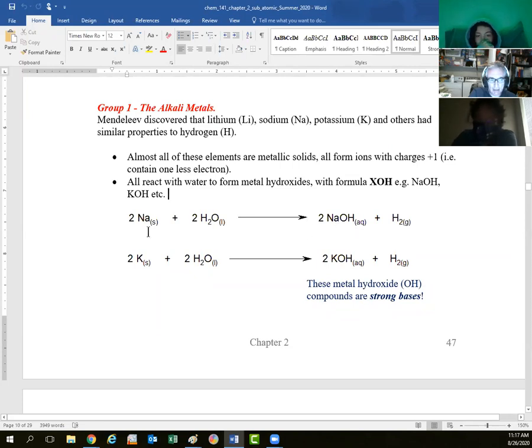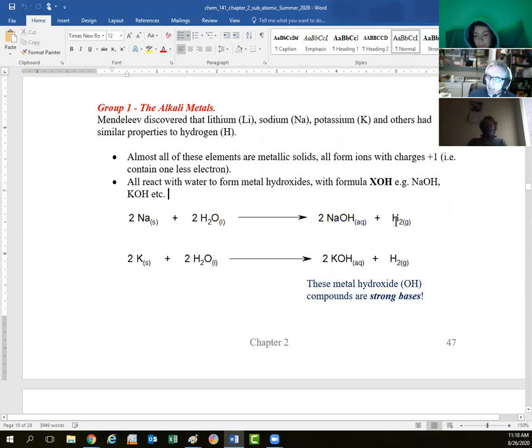So react sodium with water, we produce something called sodium hydroxide. We react potassium with water, we produce potassium hydroxide. These are examples of bases and very strong bases. The reaction to produce them is always marked by producing a lot of heat energy and probably be very loud with crackling and popping. Hydrogen is produced as a side product.